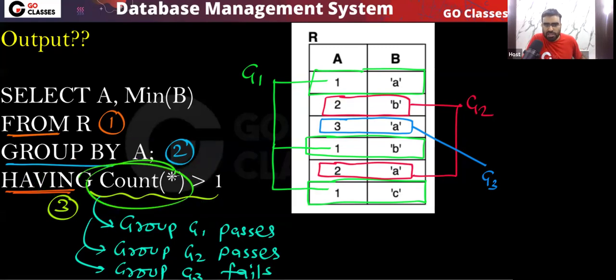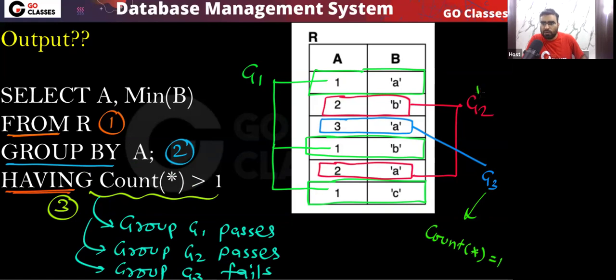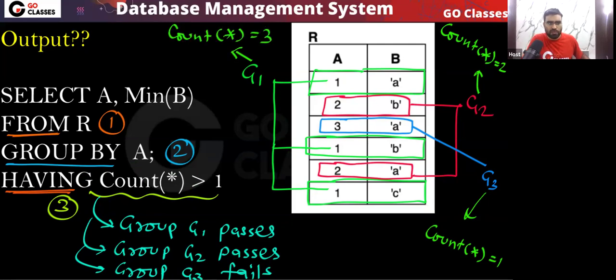You can see the count star of G1 is 3, count star of G2 is 2, count star of G3 is 1. So for this, if I ask you count star, that is 1. For this, count star is 2. For this, count star is 3. So very simple. Remember, these two groups will pass: G1 and G2.